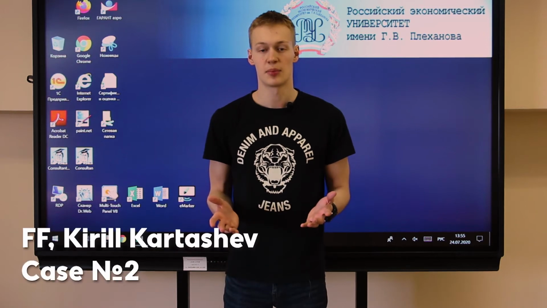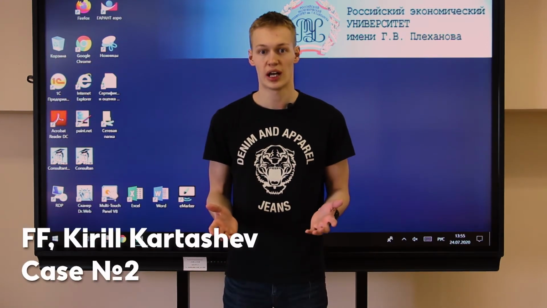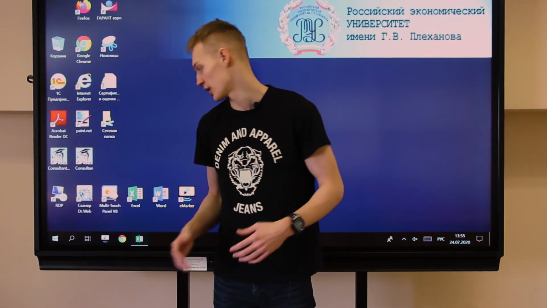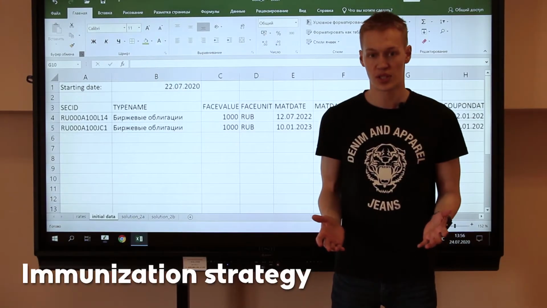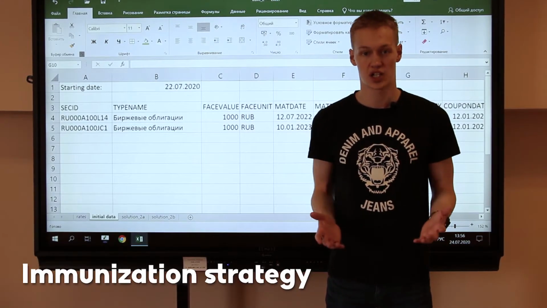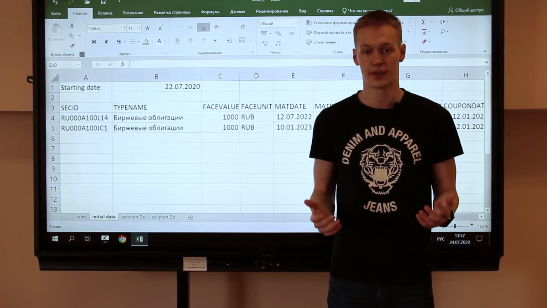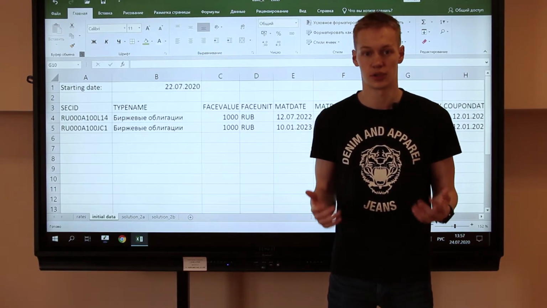Now I will describe immunization strategy of a bond portfolio and formation of a stock portfolio by constructing efficient frontier and capital market line. Let's start with the first part. To follow immunization strategy, you should know what duration is and how it is calculated. Also, you should know how to calculate present value of the bond and internal rate of return of the bond.